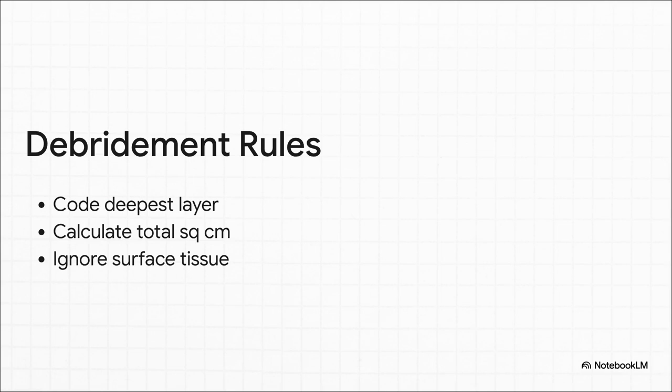So here is your absolute golden rule for debridement. You always code based on the deepest tissue level reached. Even if superficial layers were removed on the way down, it's that deepest layer that dictates your CPT code. Oh, and you must calculate your total surface area in square centimeters, always.